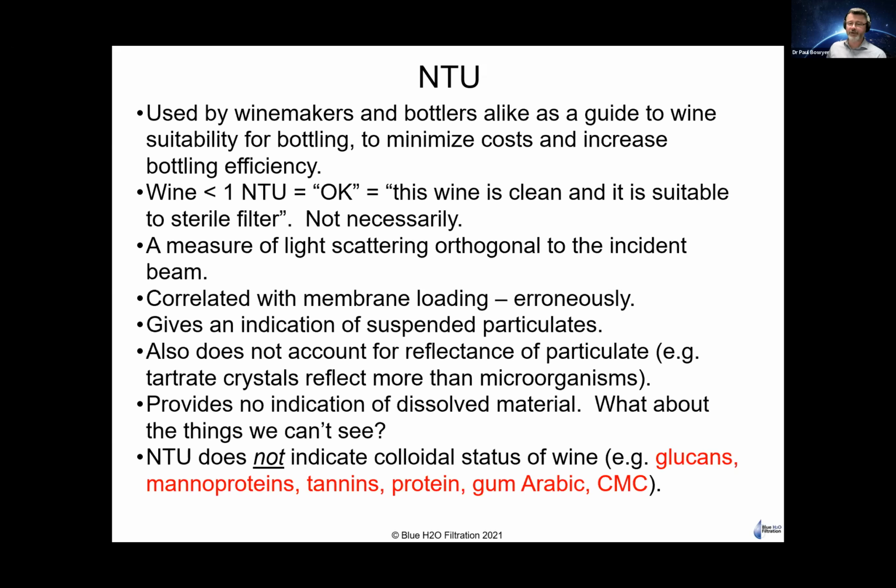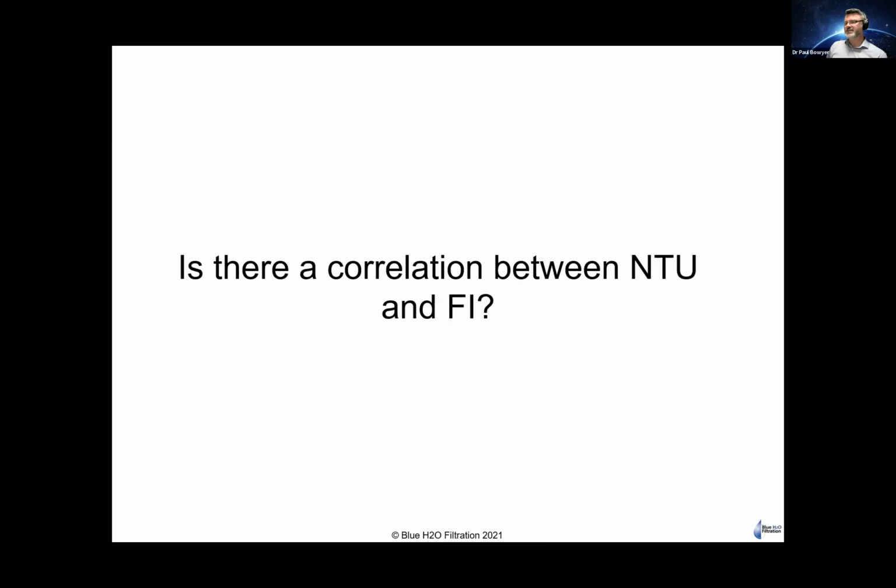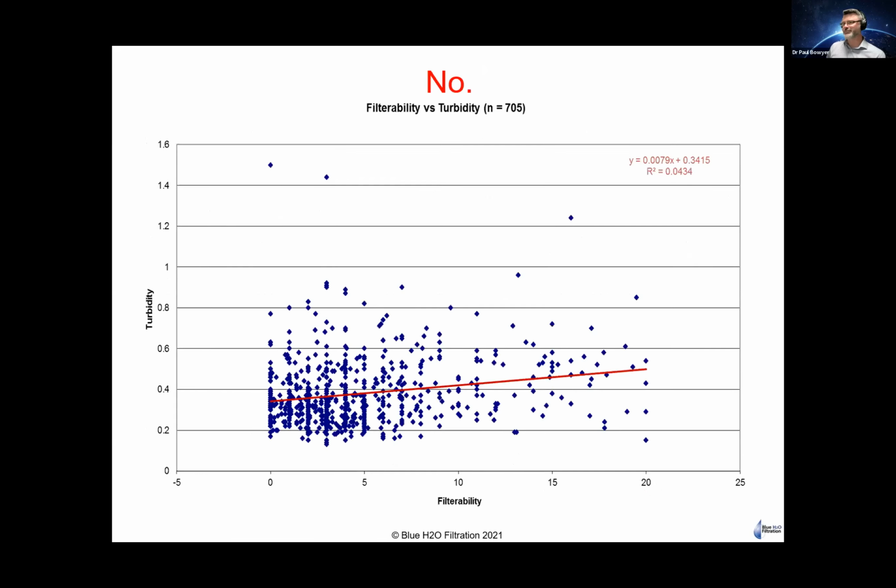And a lot of people think that there's correlation between NTU and filterability index, in that if you measure NTU, you can have a bit of an idea of how well that wine will filter. But it's definitely not the case. There is no correlation between these two. They are completely independent measures.